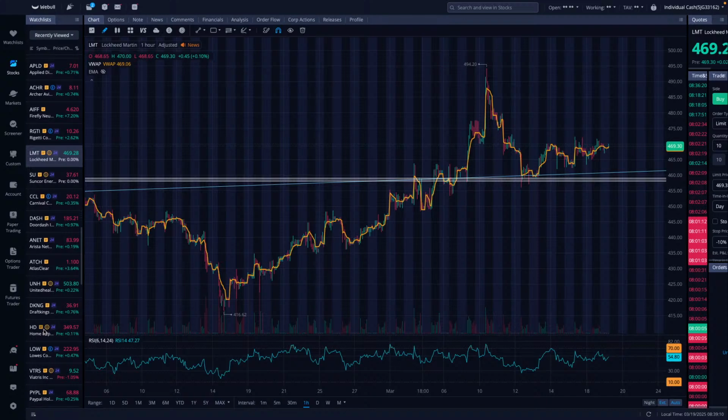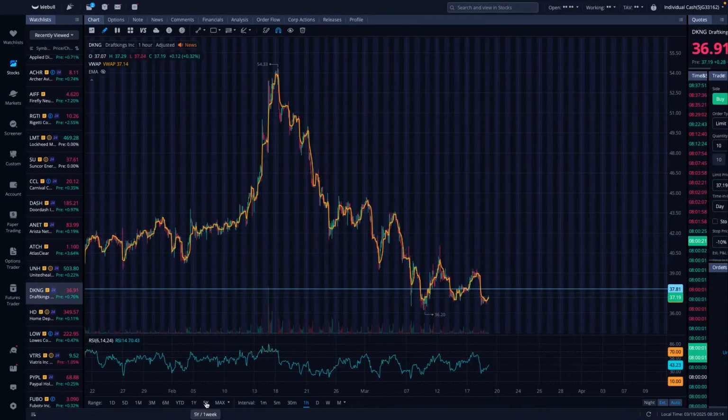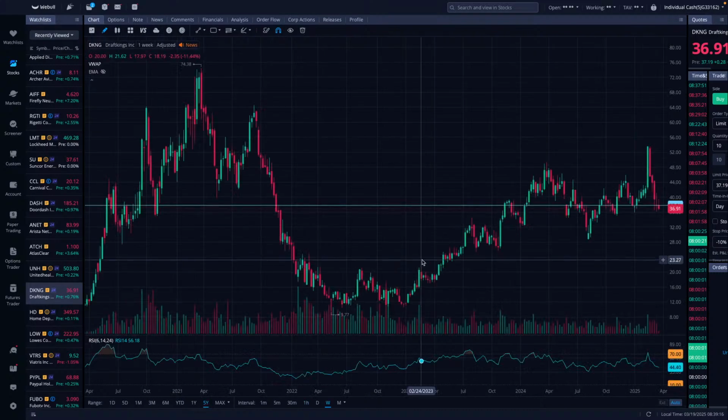Carnival. Trying to see if there's any other stocks we want to review. We got DraftKings up in here. This is a stock I used to own at $17. Sold them for a profit and then just kind of never looked back.